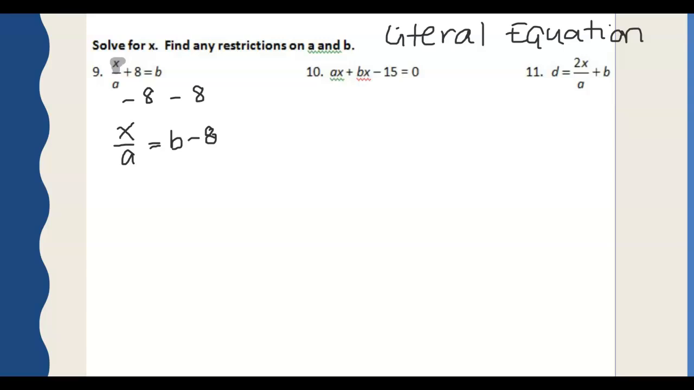And then to get rid of dividing by a, we multiply by a. Remember, multiplication is commutative, so instead of having b minus 8 times a, I can rewrite it as a times the quantity b minus 8.